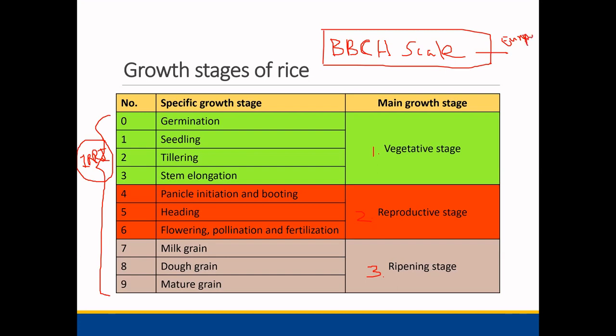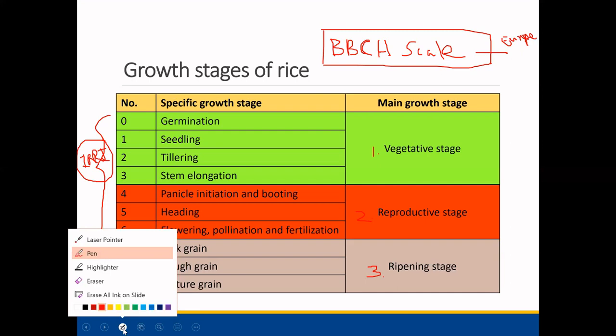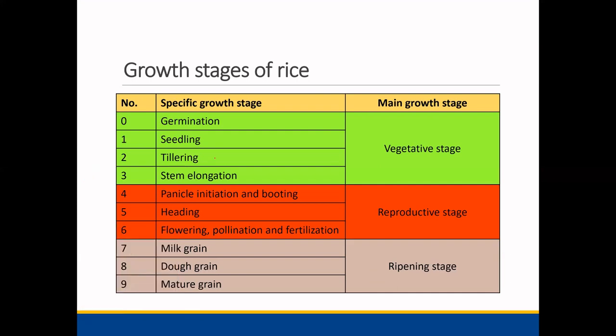Since we are much more familiar with this theory, we will use the practice by the International Rice Research Institute. According to that, this vegetative stage, I put them in different colors so you can distinguish them. In the first column, you have the growth stage number according to this system.